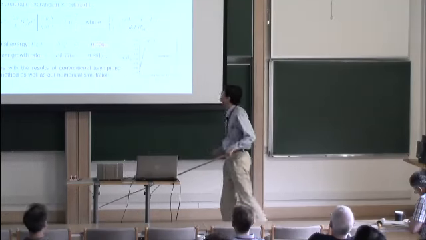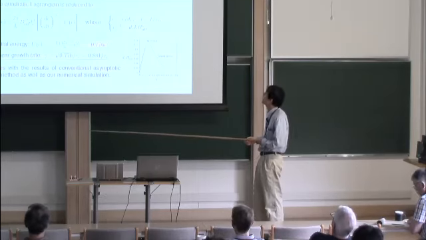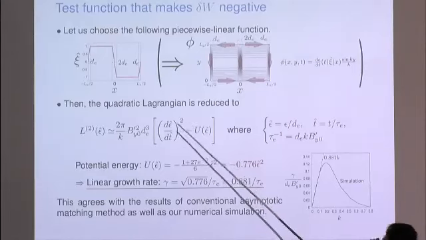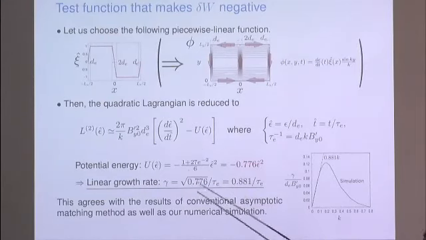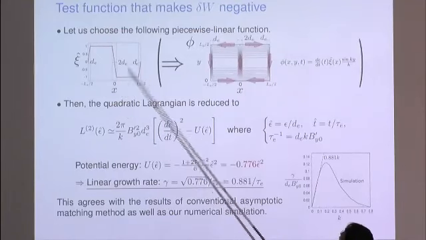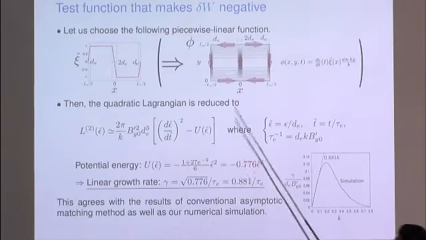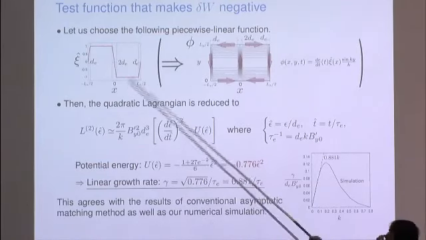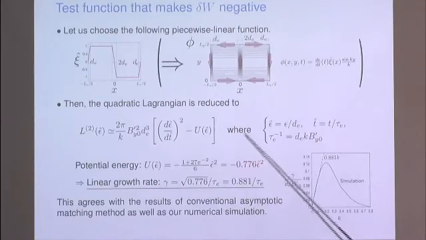Because I don't have enough time, I will give you only the answer. So the final result, the test function that makes delta W negative. I choose this simple piecewise linear function as the test function, and indeed this mimics the genuine eigenfunction. By substituting this piecewise linear function, we can easily reduce the quadratic Lagrangian like this.